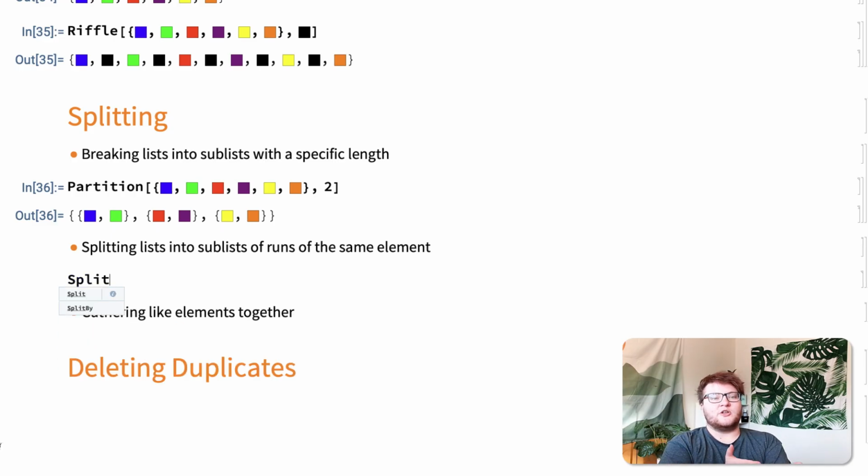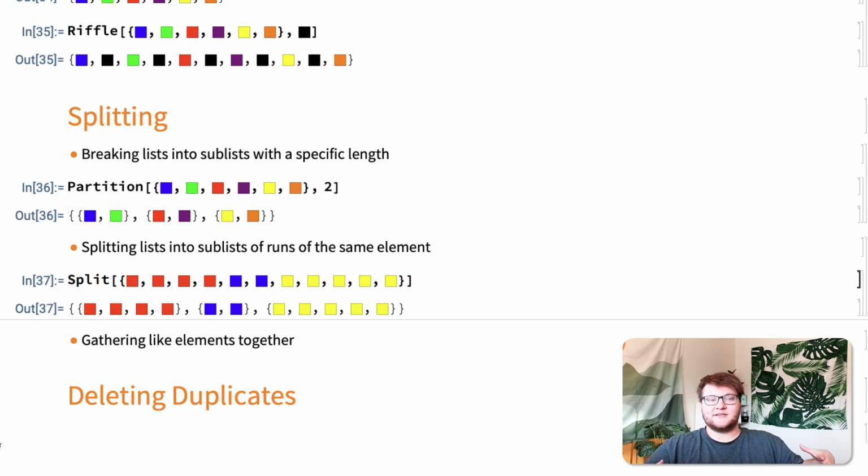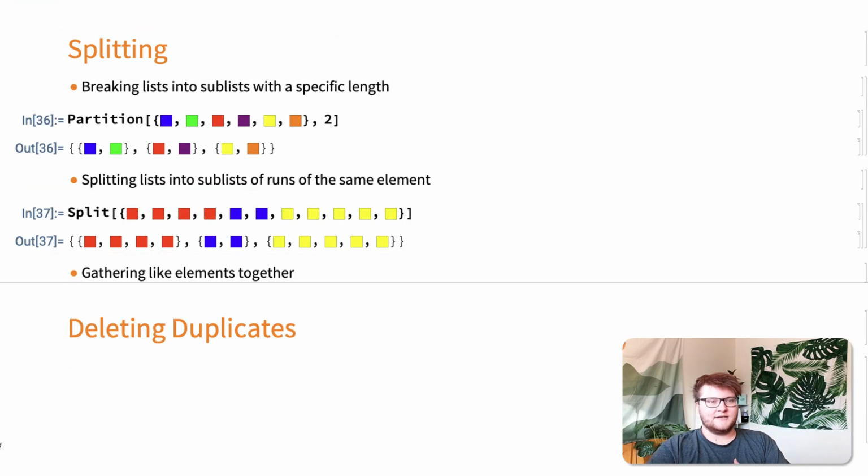If we have a list with lots of repeating elements, then we can use split to split the list into smaller lists containing runs of the same element. So in this case, I have runs of the same element, and so I'd like to split the list into all of the first element, then all of the second element, then all of the third element. And I can do that using split.